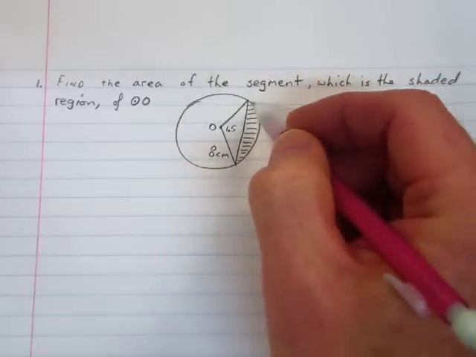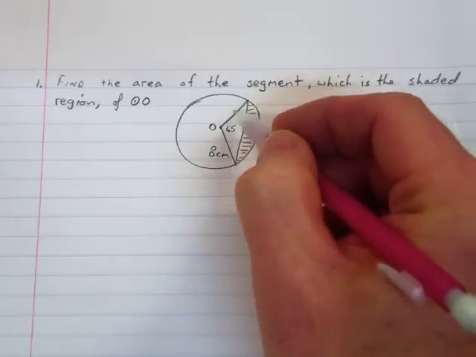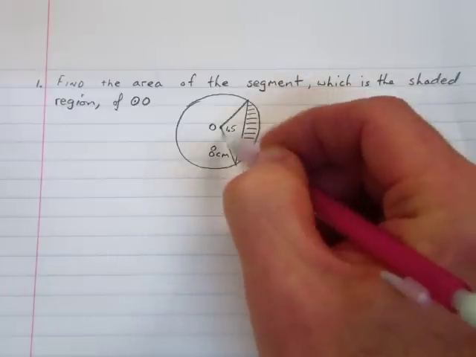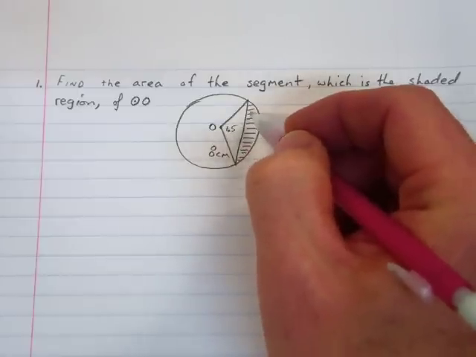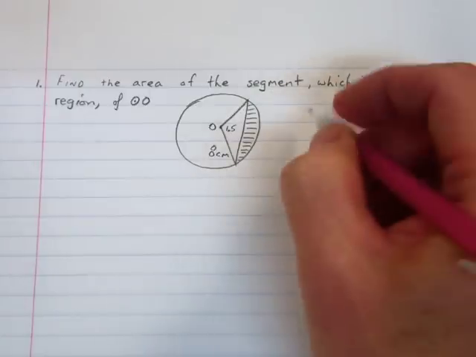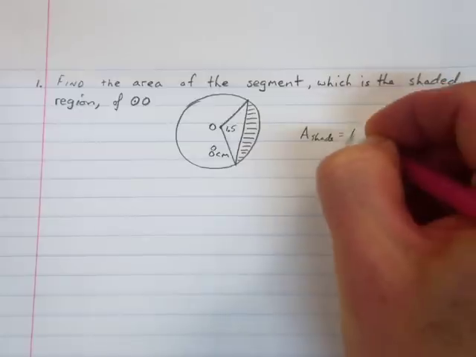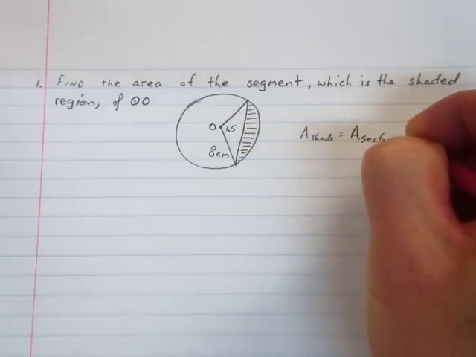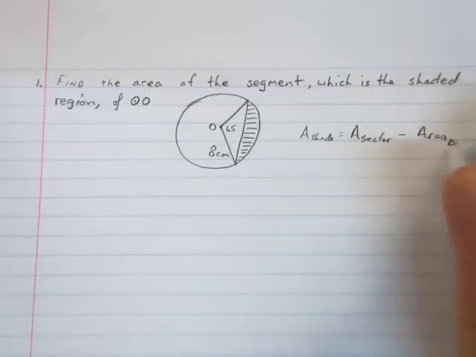What is this bounded by? We have this area. What is in this shape? We have here a sector, and we have a triangle. So in order to get this area that's shaded, we could say the area of the shade equals the area of the sector minus the area of the triangle.